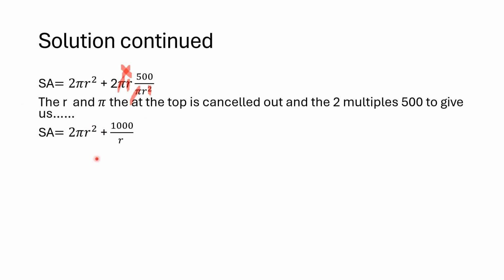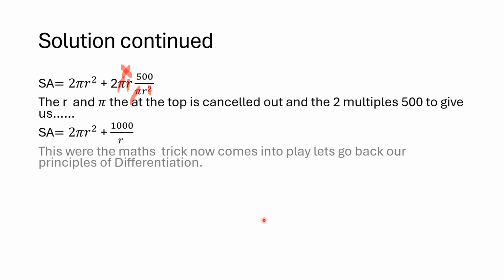we actually get into the mathematical problem, what we're trying to achieve mathematically. This is where the math trick comes into play. Let's go back to our principles of differentiation. This becomes a differentiation problem because we are trying to optimize. There's a topic in differentiation called optimization, where you look for maximum and minimum. That's the concept you now apply going forward.